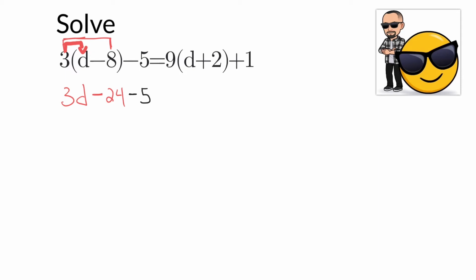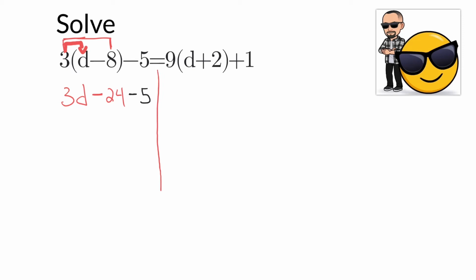I like to draw a line under the equal sign. Some teachers do this, other teachers do not, but I like to separate both of my sides by using that line. So you can see on the left side, we have 3d minus 24 minus 5.